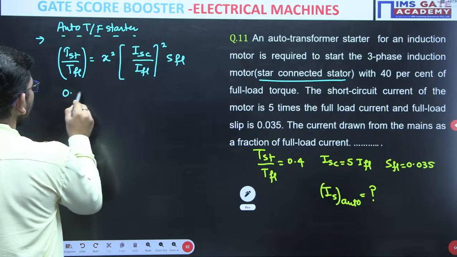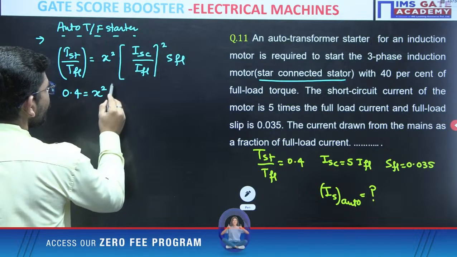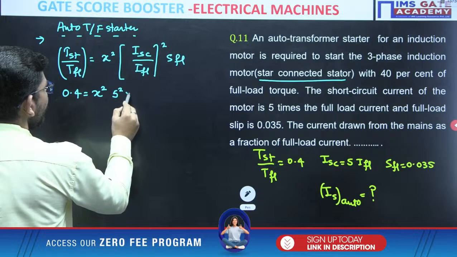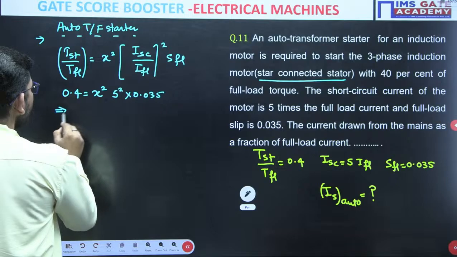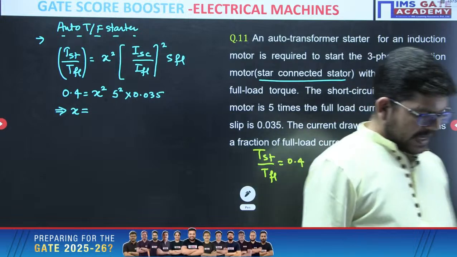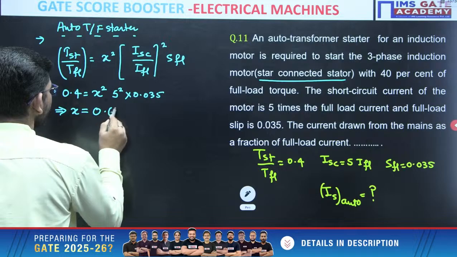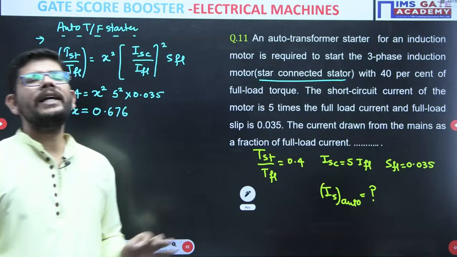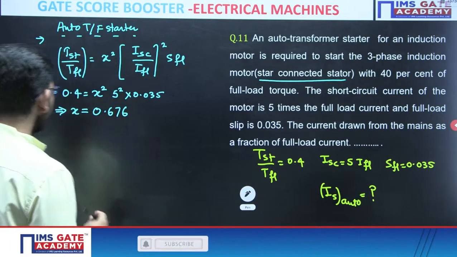So first of all, apply this formula. Starting torque to full load torque ratio is 0.4. X square, the auto transformation ratio, we don't know. ISC to IFL will be 5 square and SFL is 0.035. So from here you can calculate the auto transformation ratio x, and x might be coming 0.676, right? Then just see, normally our stator is delta connected, but they have mentioned that it is star connected. Okay, so we are in such a situation.